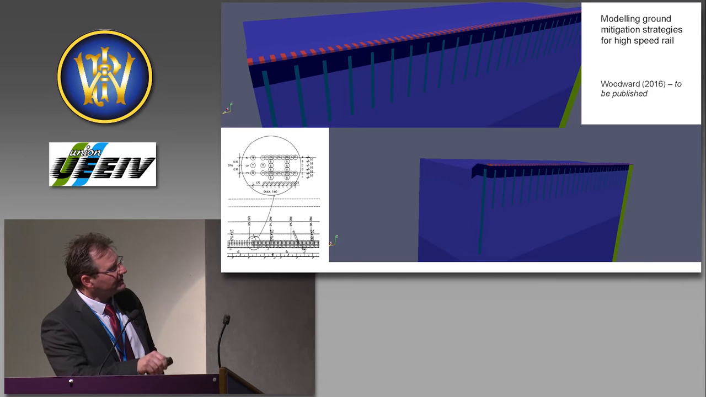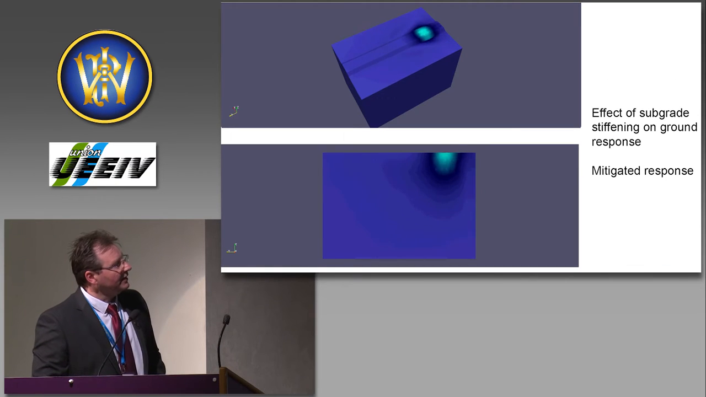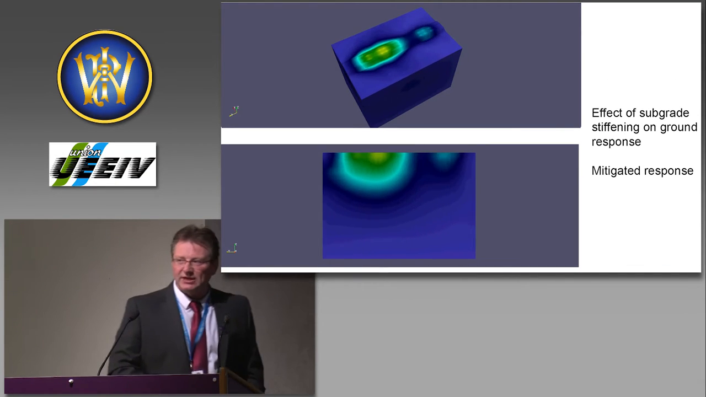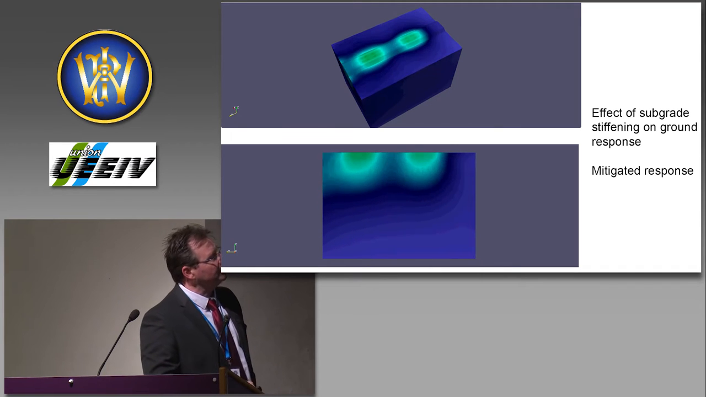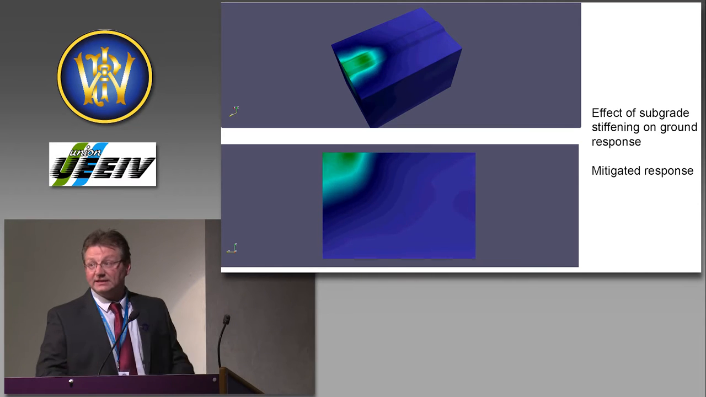Hopefully you can see those. There's the lime and cement columns coming down. I've got to publish this. I haven't got around to writing it up yet. This is the effect of the mitigation strategy through the lime and cement columns. And we can see the Mach cones and Rayleigh waves and all that kind of thing disappeared.